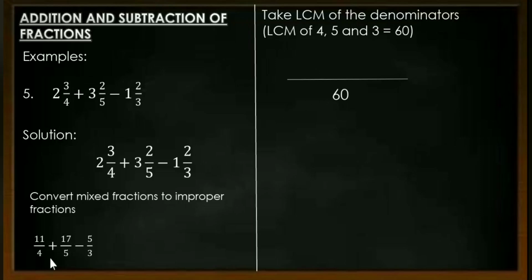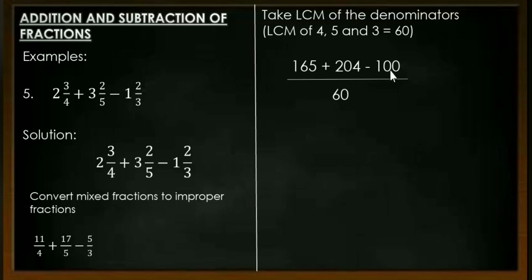place, visit the next fraction, 5 will go into 60 how many times? 12 times. You multiply the 12 with 17, you write your result here, you move this minus sign to this place, you visit the third fraction, 3 will go into 60 how many times? 20 times. 20 times 5, you write your result here. So we end up having 165 plus 205 minus 100.